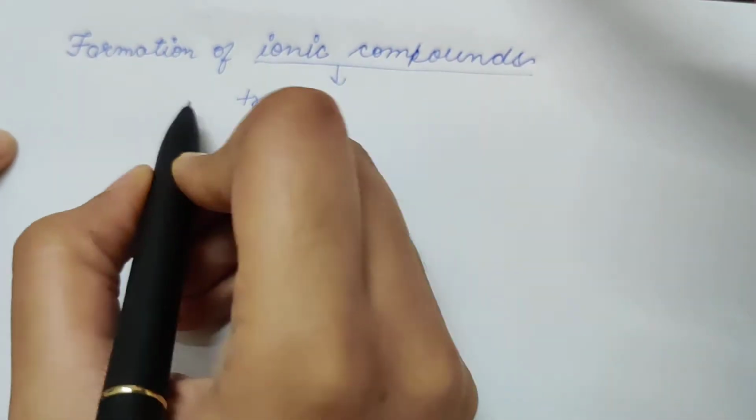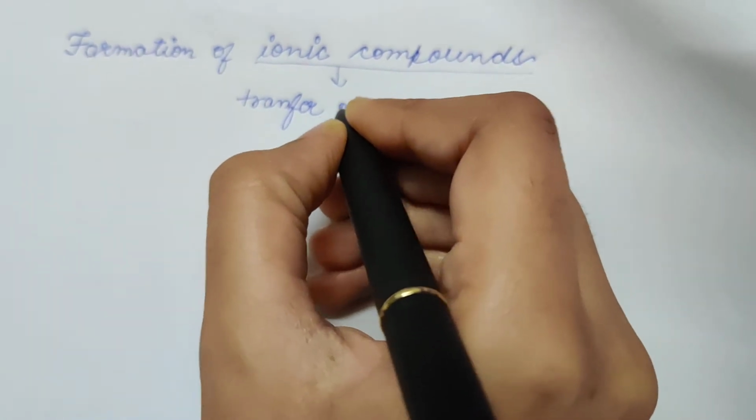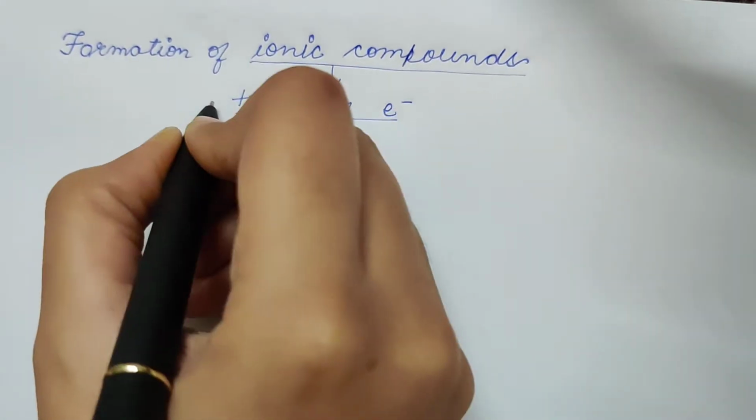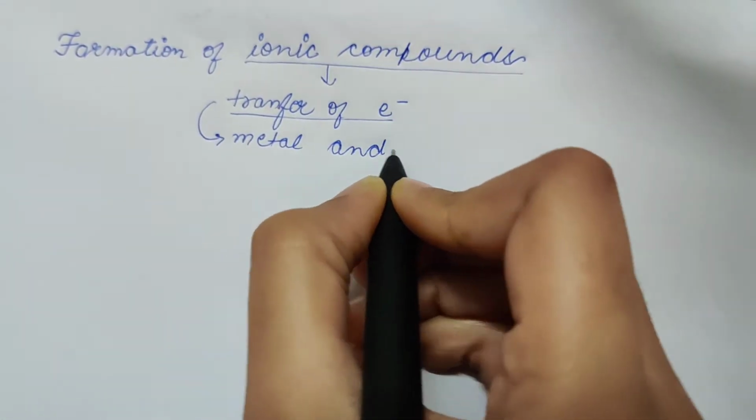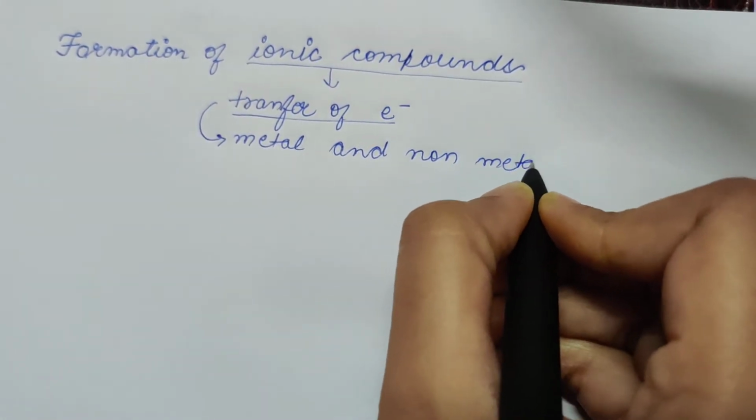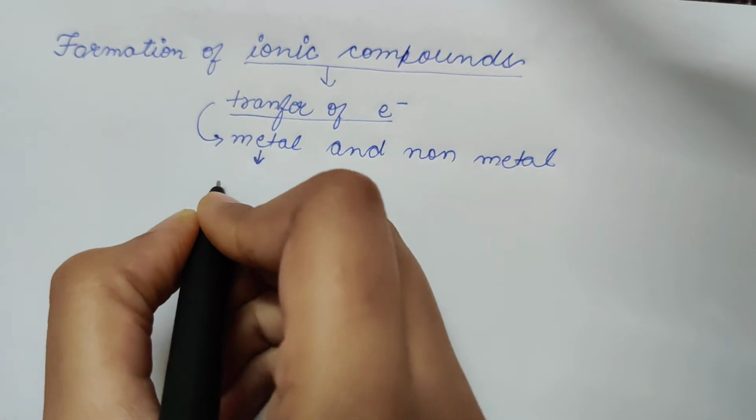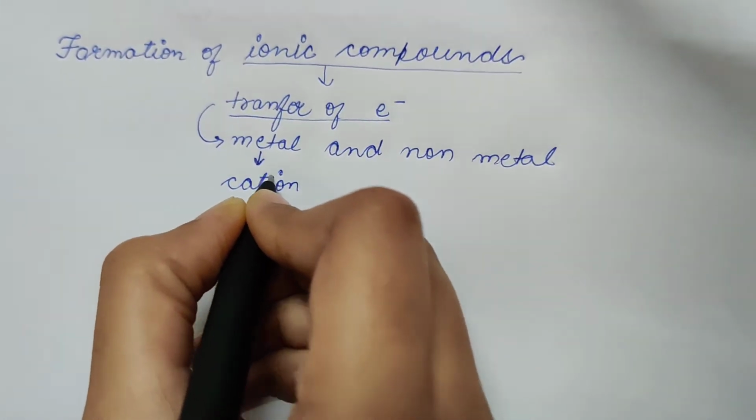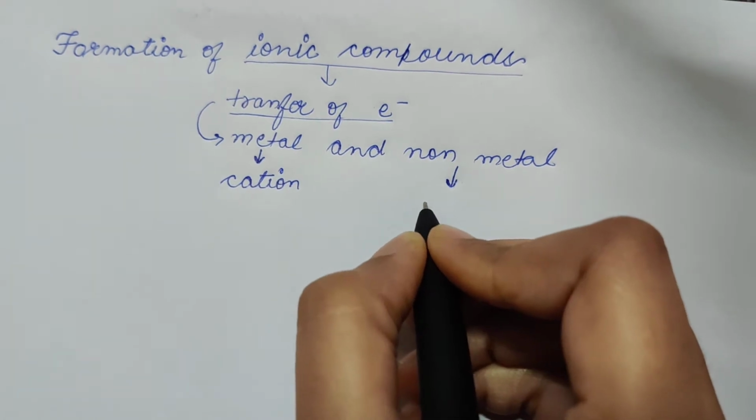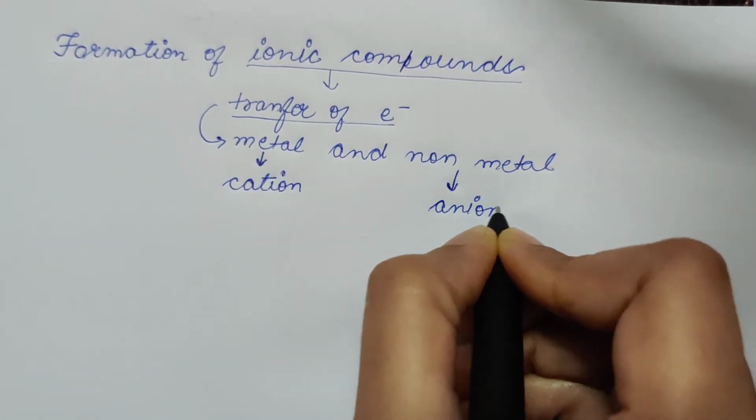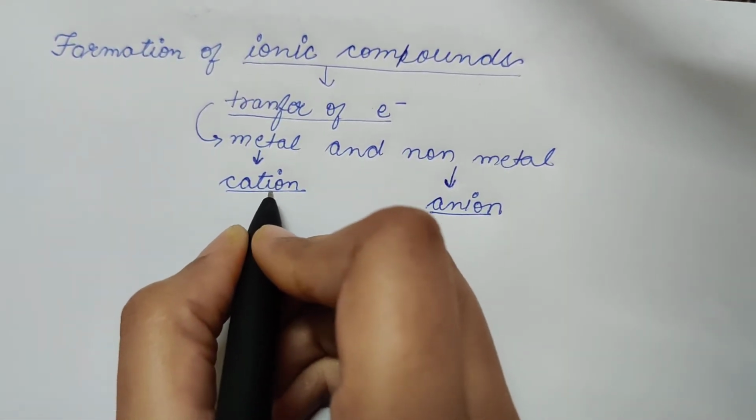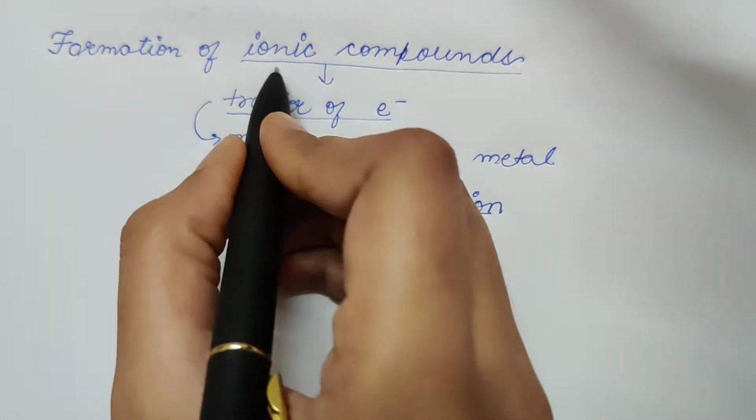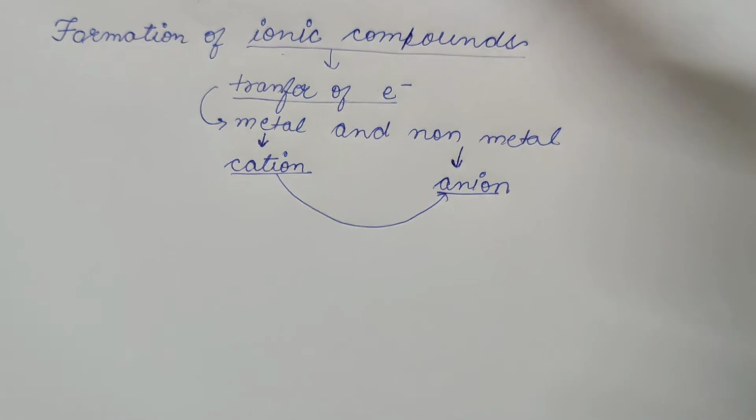Ionic compounds are the compounds which are formed by the transfer of electrons, and this transfer of electrons takes place between metal and non-metal. The metal always forms the positively charged species, which is called a cation, and the non-metal always forms the negatively charged species, which is called an anion. The force of attraction between cation and anion leads to the formation of ionic compounds.